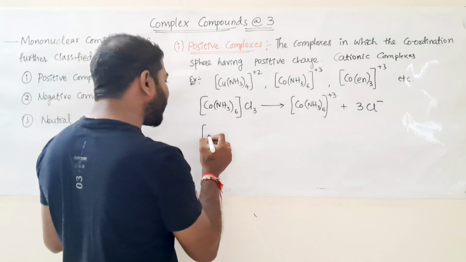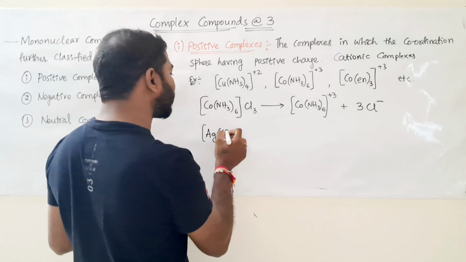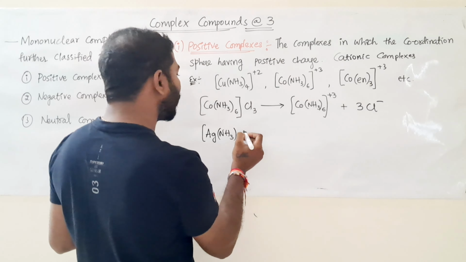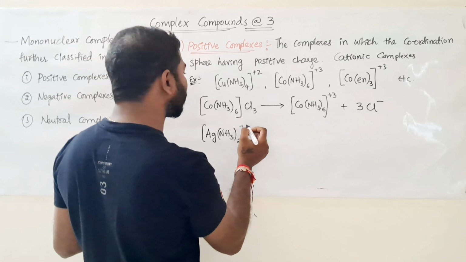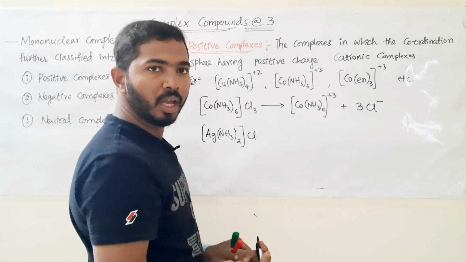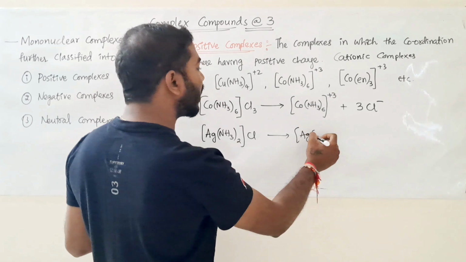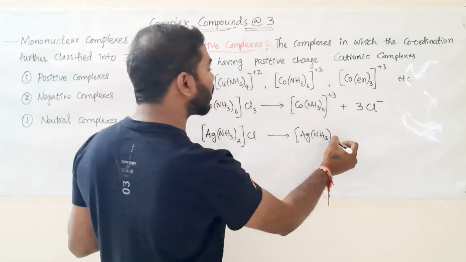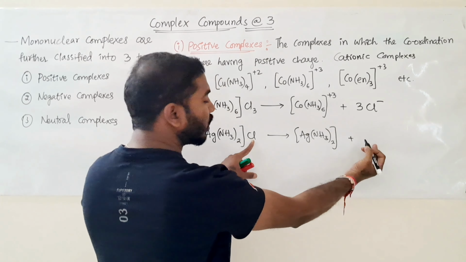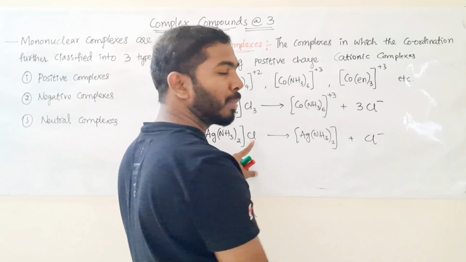Then we may be given this type of complex also. You observe carefully. It is going to give Cl. And now if you look at this, we are going to get [Ag(NH3)2], and then we have only one Cl that is going to take a minus charge.